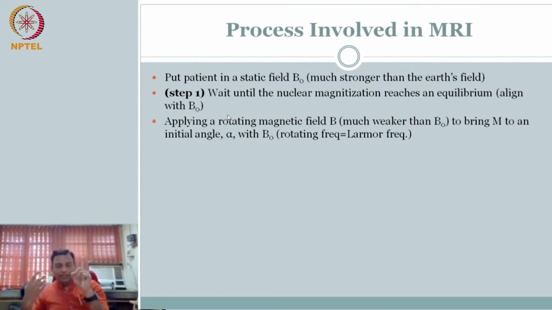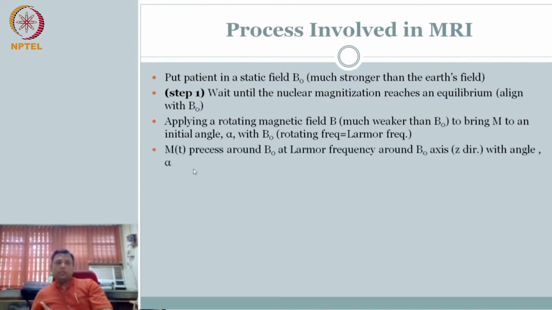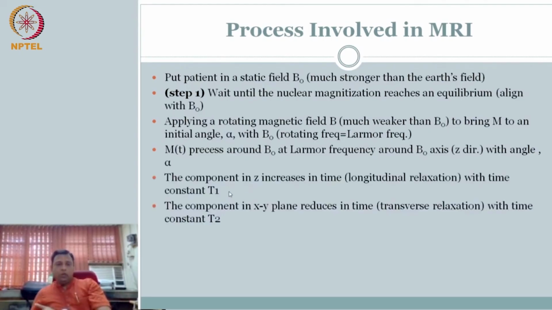But how do I measure it? That is the next level of engineering that we need to do. How do I measure this? So in order to measure this, the first step I'm trying to make is I will apply another rotating magnetic field so that I can bring this component into the XY direction. Okay. So M of t precesses around B naught at the Larmor frequency, in the Z direction. Now you have a component in the Z direction, which is referred to as longitudinal relaxation.